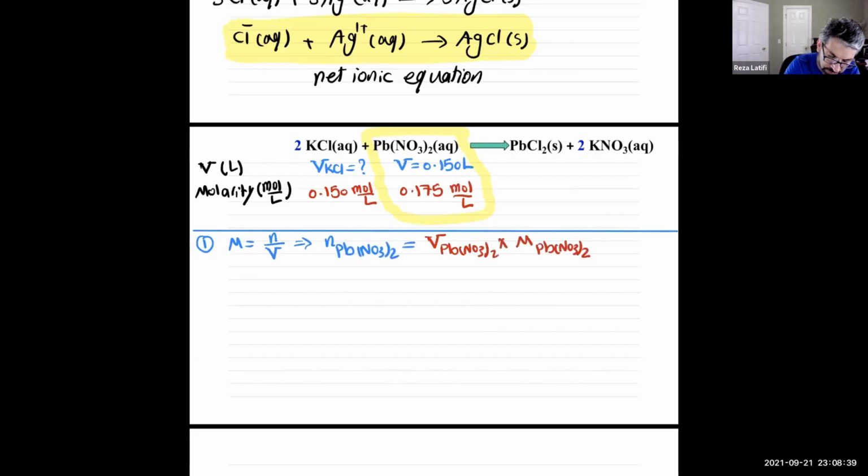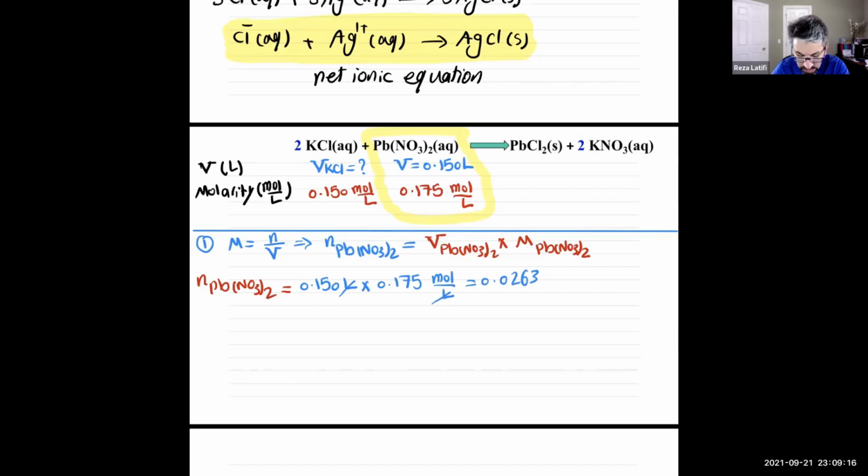So we go, number of mole of lead nitrate is going to be equal to volume, 0.150 liter, multiplied by the molarity, 0.175 mole over liter. You cross liter by liter, and this will give you number of mole equal to 0.0263 mole of lead nitrate. So I got number of mole of lead nitrate.